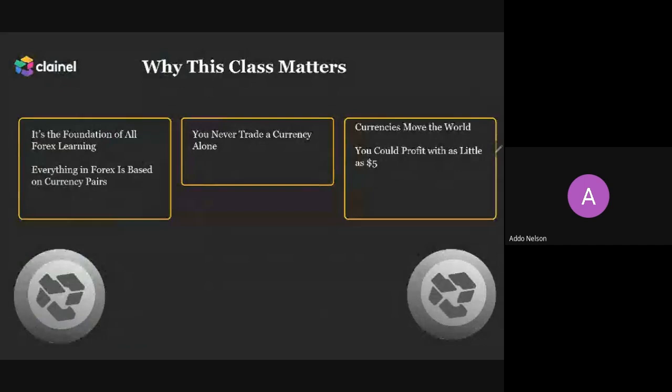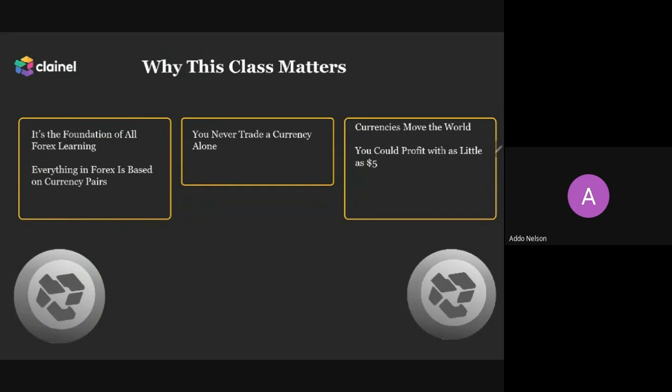So you might be asking why this class matters. Why do we need to understand currency pairs, what pairs are all about? Isn't it just, you see the USD slash euro, that's a pair. You see the euro slash USD, that's a pair. GBP slash USD, that's a pair. But it's not just that. That's the foundation. That's the beginning of everything. Why it matters is it's the foundation of all forex learning.